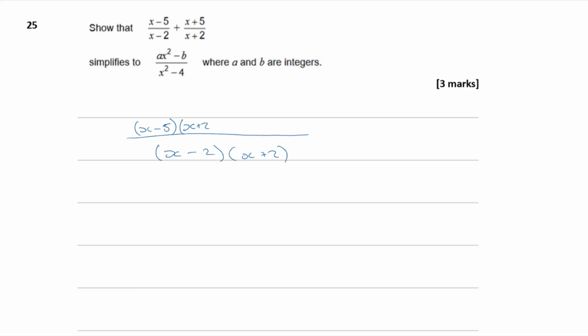Okay, so notice I've got these two things here and here, on the bottom. And then this number up here, x minus 5, gets multiplied by the x plus 2. Okay, the thing on the right hand side. And then plus on the other side, I'm going to get x plus 5 over x plus 2, the yellow one. So that's going to give me x plus 5 times x minus 2, because x plus 2 goes into x minus 2, x plus 2, x minus 2 times. Okay, so it's the yellow bracket multiplied by the purple one.